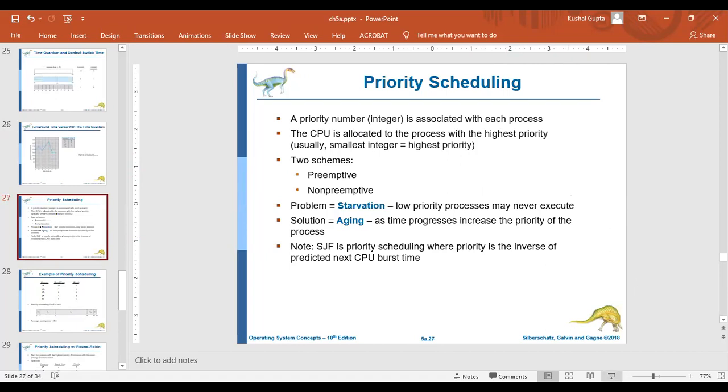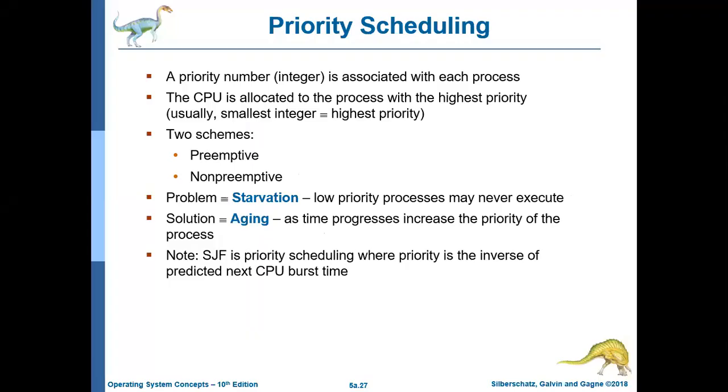Now, priority scheduling. A priority number is associated with each process. The CPU is allocated to the process with the highest priority, usually the smallest integer equals the highest priority. This is of two types, preemptive and non-preemptive. So it is the last kind of scheduling algorithm that we are going to discuss.